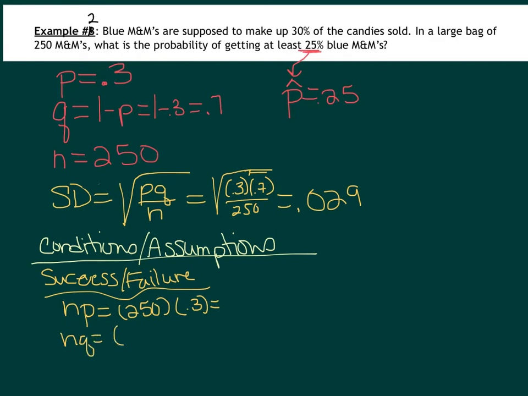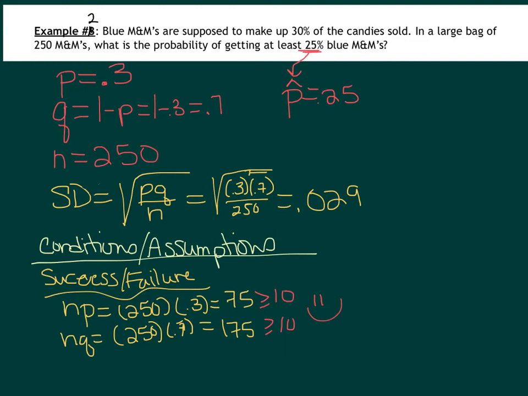And I'm going to do a similar thing with the failure, which is the n times q. So my expected number of successes is 75. My expected number of failures is 175. By the way, just a side note, these numbers should add up to your 250, which is your sample size. And both of these are greater than 10, which is good. You can put a smiley face, you can put a check, I don't care what you do, but you're good now. So we're happy about that.